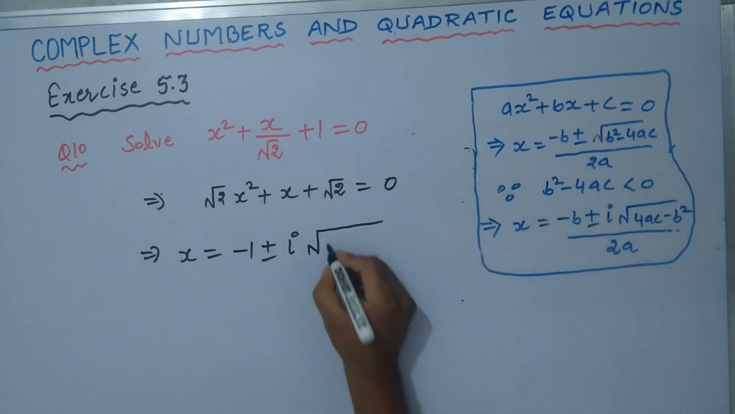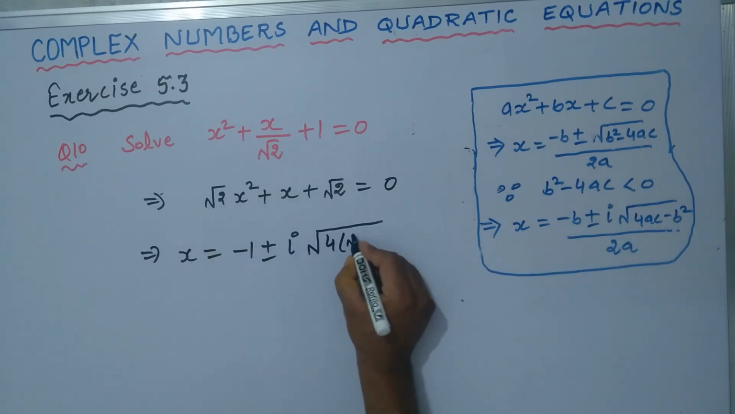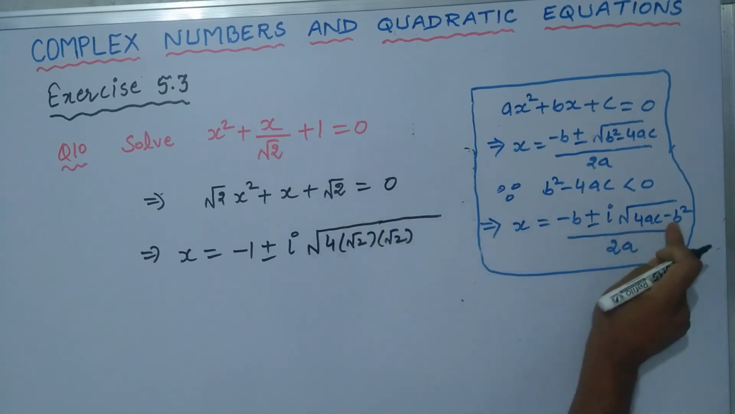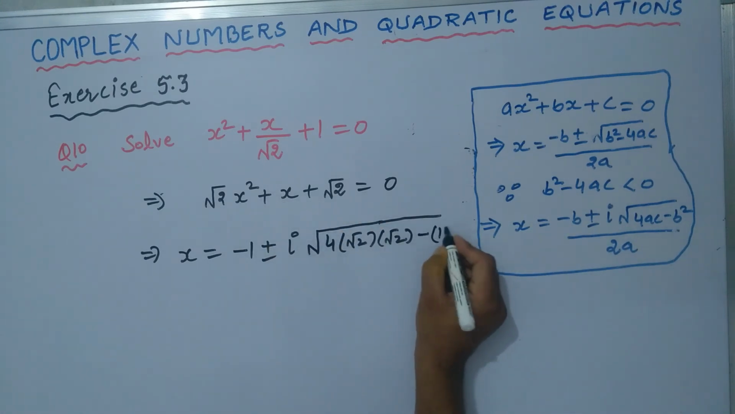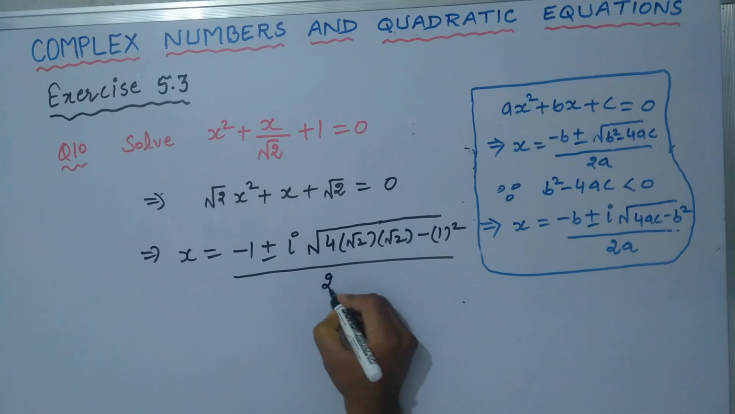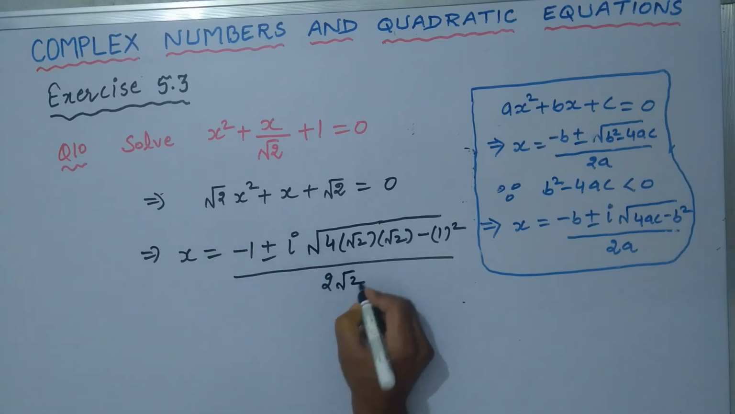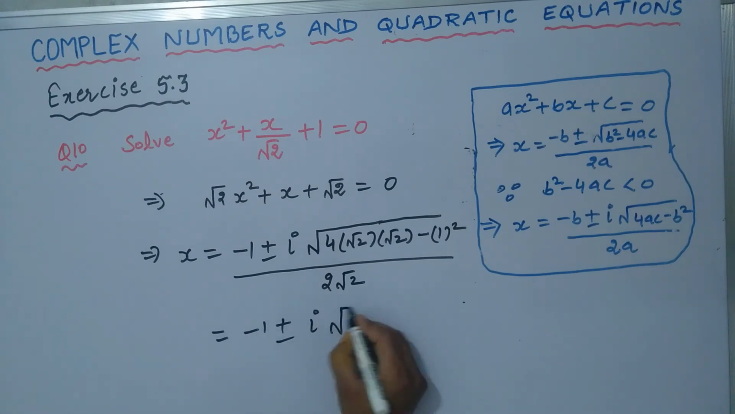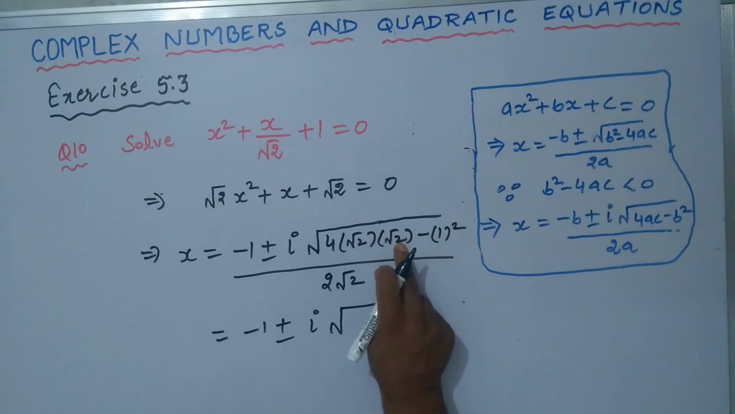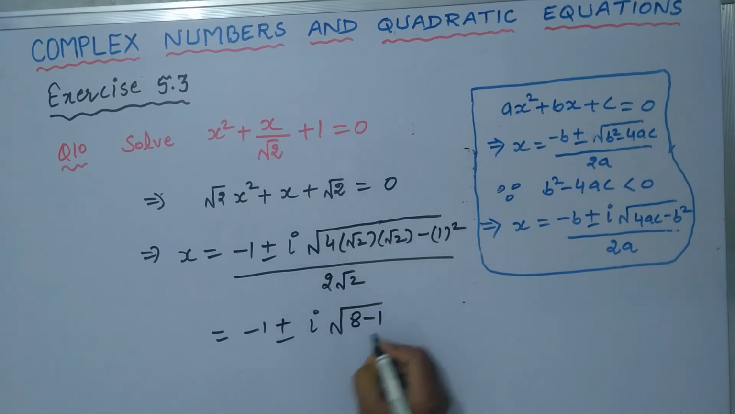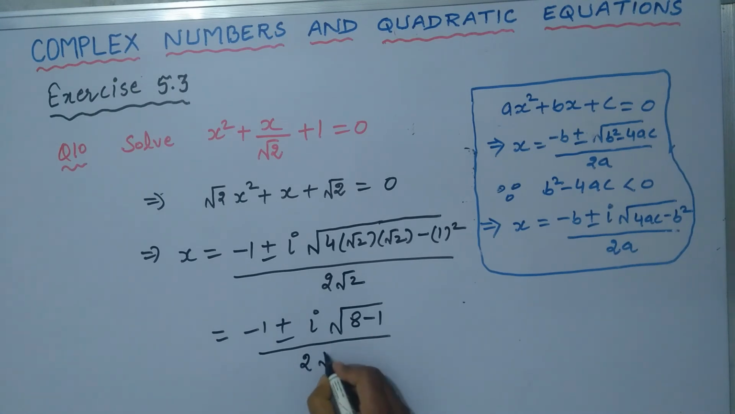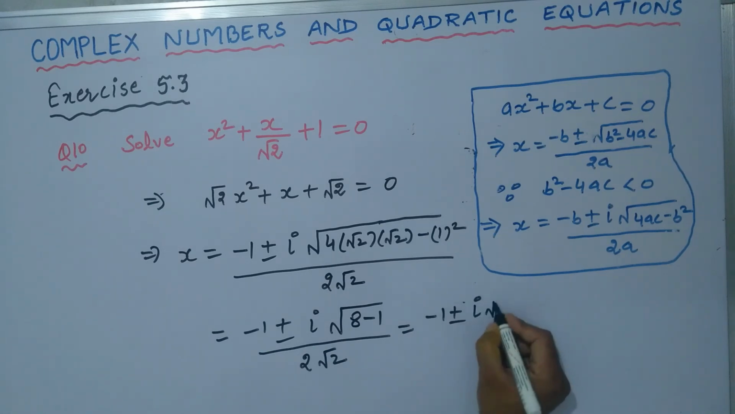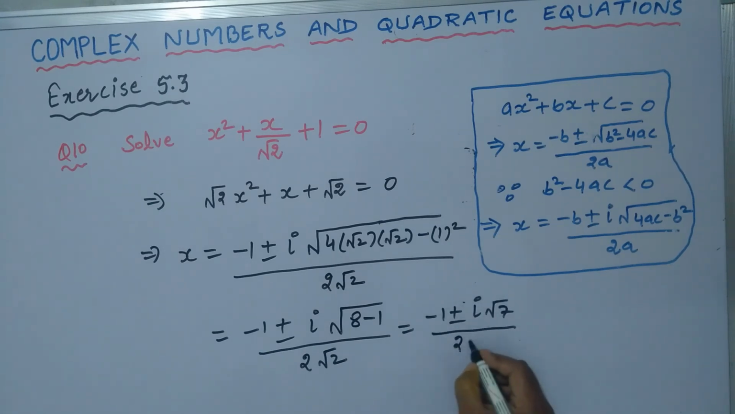Now according to this rule, the value of x is minus b, b is 1, plus minus iota square root of 4ac. A is square root 2, c is also square root 2, minus b square, minus 1 square, upon 2a. A is square root 2. So this becomes minus 1 plus minus iota square root of square root 2 into square root 2, 2 into 4, 8, minus 1 upon 2 square root 2. So which becomes minus 1 plus minus iota square root 7 upon 2 square root 2.